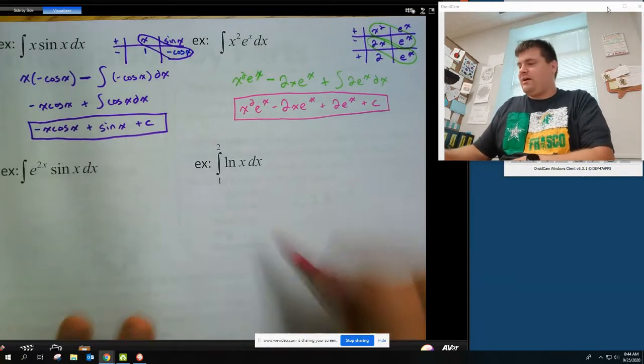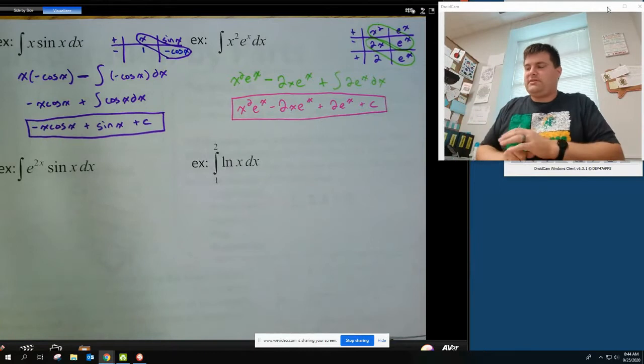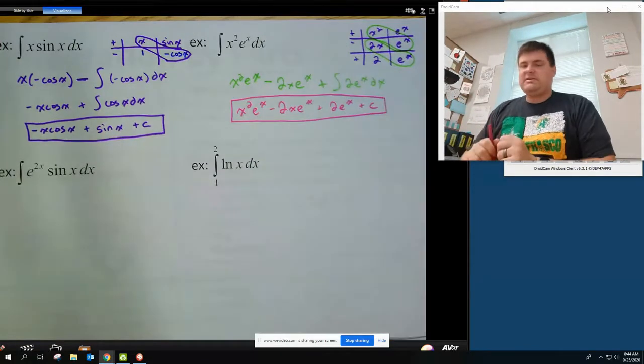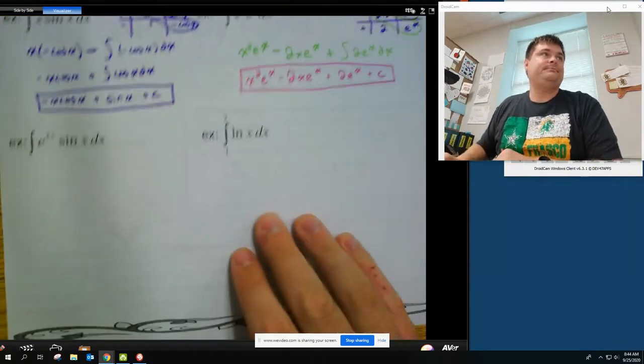So again, this problem, you can't integrate it. You have to use integration by parts because we just don't have any other methods to use. U sub isn't going to work, so we're forced to use integration by parts. All right.